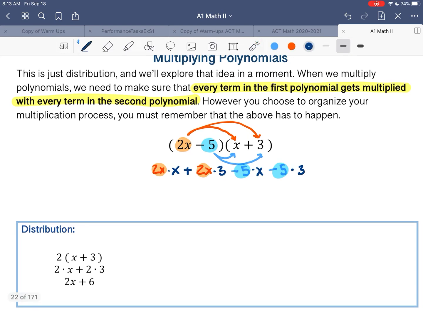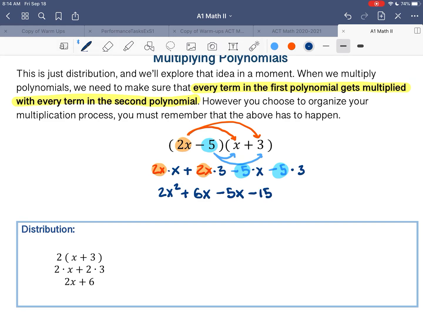I'm going to go down here and finish my problem before I keep talking. I'm going to multiply each of these things that we wrote out so that we can see what's happening. So first I have 2x times another x, which gives me 2x to the second power. Then I have 2x times 3, which is 6x. And then we have minus 5x. And then we have a minus 5 times 3, which is negative 15.